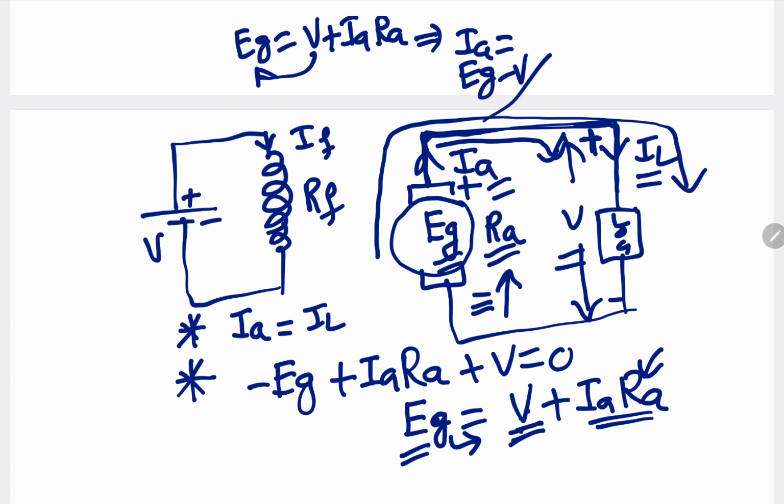Eg minus V divided by Ra. This is the armature current formula. So this is about separately excited DC generator. Now let us start with self-excited DC generator.